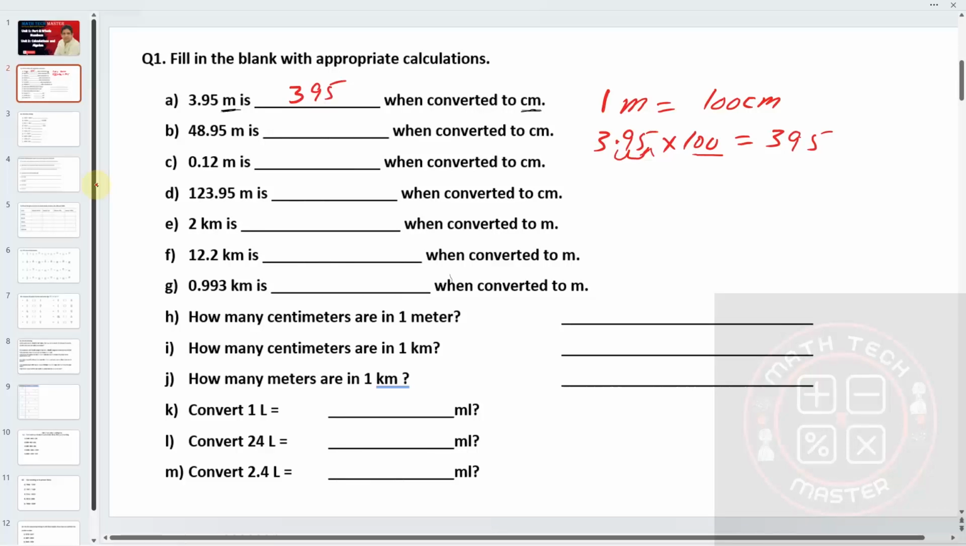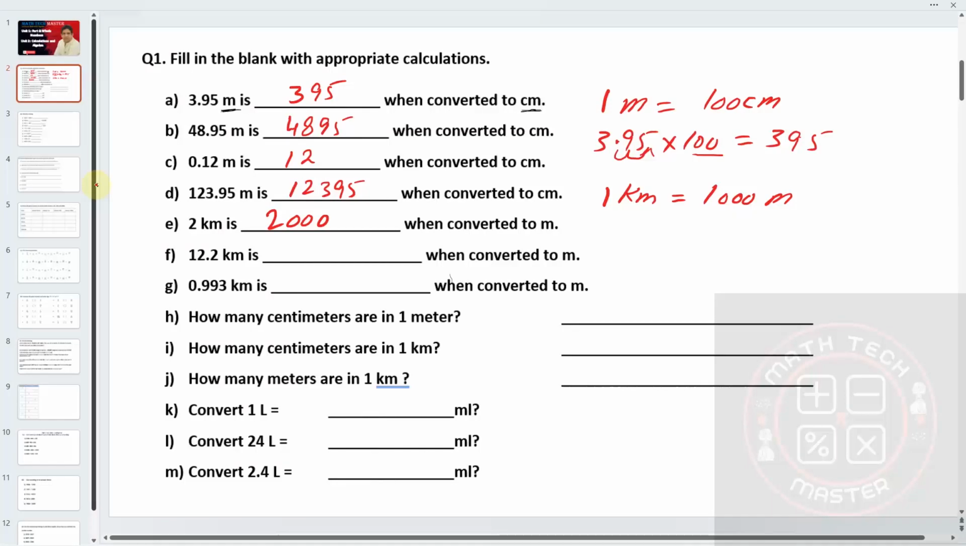Now we can see that B, C and D are all the same type of questions. We just have to move the decimal point two steps to the right, and the values will be without the decimal place because the decimal will move to the right of the numbers. In the next part, we have to change the unit kilometer to meters. So we know that 1 kilometer is equal to 1000 meters. So what will we do? We will do the same step. We will multiply 1000 by 2. So it will be 2000.